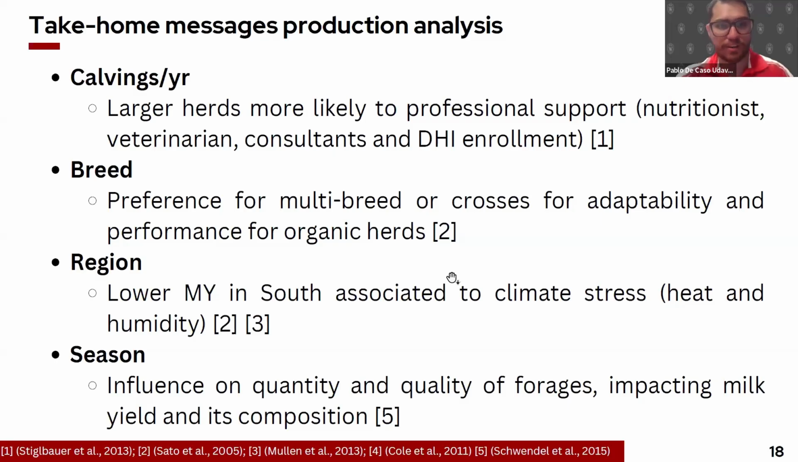But in organic, it's very interesting because they are actually favoring the multi-bred or crosses for adaptability and performance, specifically because of the grazing component that we were discussing earlier, which is something where there's still some work to be done in terms of the Holstein. For the regions, we can see overall that there's a lower milk yield in the South, which has been reported quite a bit in the literature, and that's usually associated with the climate stress due to the heat and the humidity that is innate to that region.